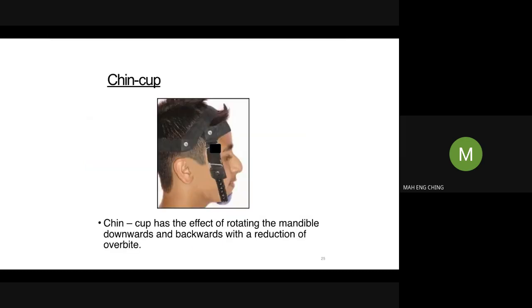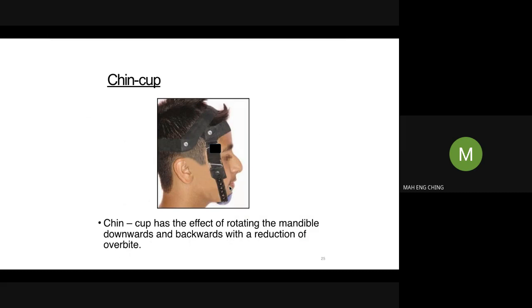So chin cup, it just means they put something on the chin. Chin cup has the effect of rotating the mandible downward and backward with a reduction of the overbite. So they put a cup attached to the chin, then use the anchor from the skull, and hopefully they can restrict the growth of the mandible. But from the research, it showed that what this device does is rotate the mandible backward. See the direction of pulling. They're not only pulling the mandible back, at the same time they also rotate the mandible backward.